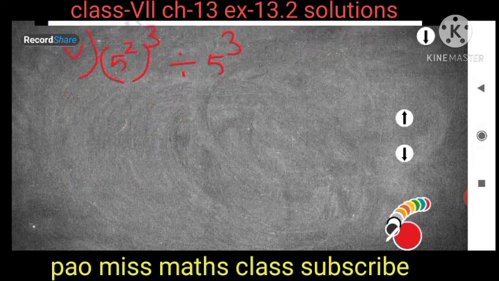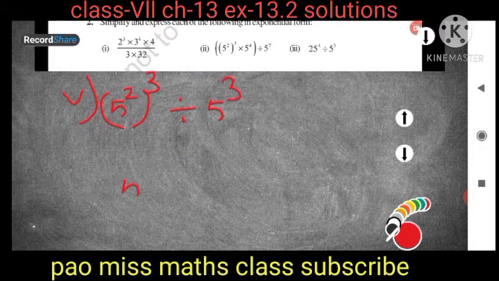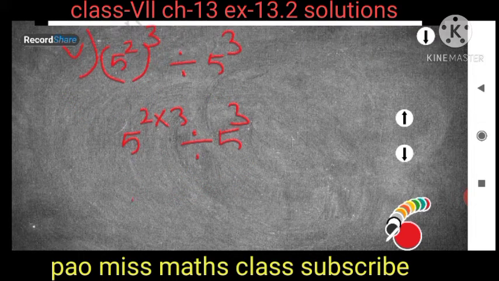Now two powers means the powers will get multiplied. That means 5 to the power 2 into 3, then again divide by 5 to the power 3. Now when you solve this, 2 threes are how much? 6, isn't it? So 5 to the power 6 divided by 5 to the power 3.